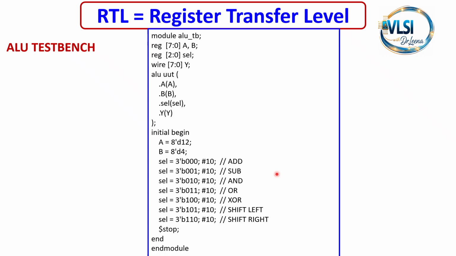So students, today we have seen the ALU operation and from the next class onwards, we'll be starting with sequential program writing.